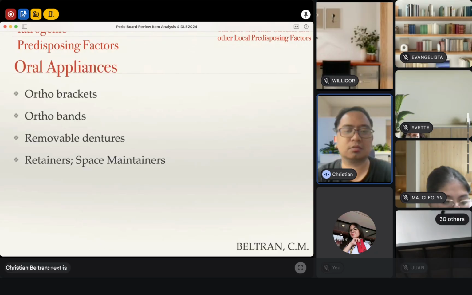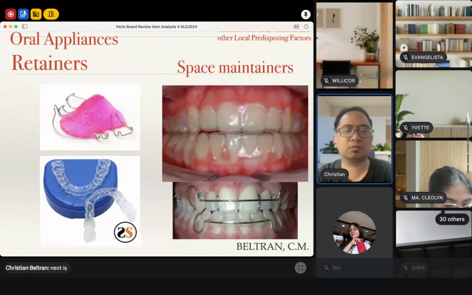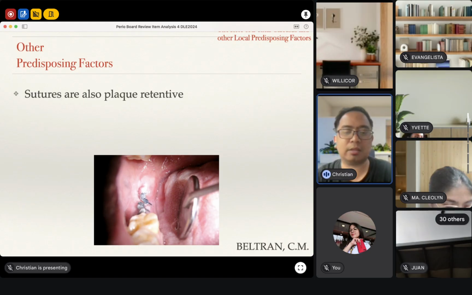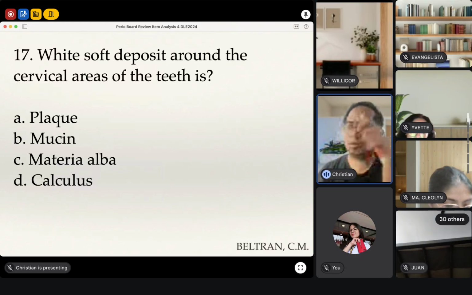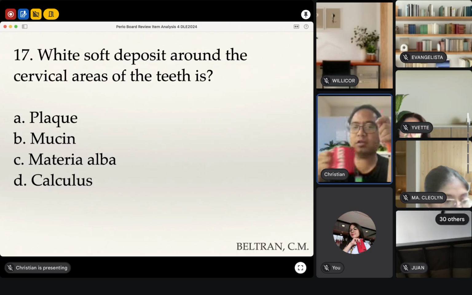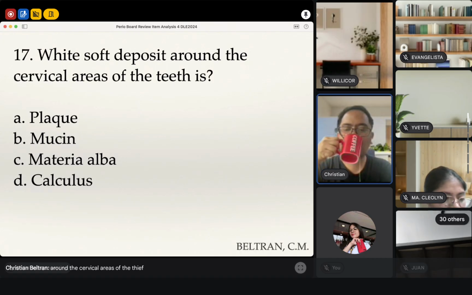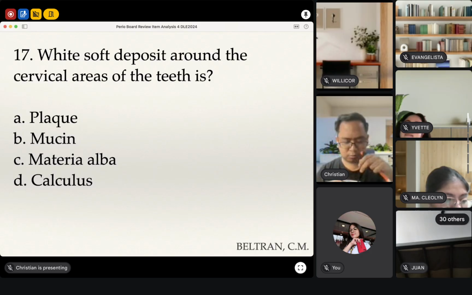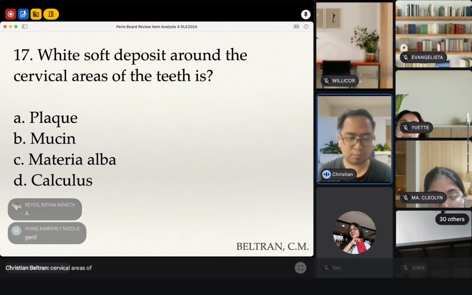Next is, so sutures are also plaque retentive. Number 17. White soft deposit around the cervical areas of the teeth.